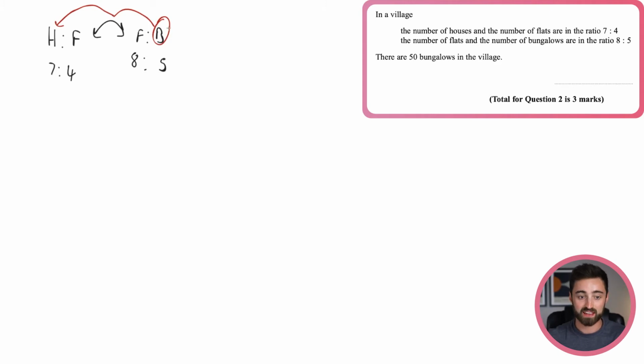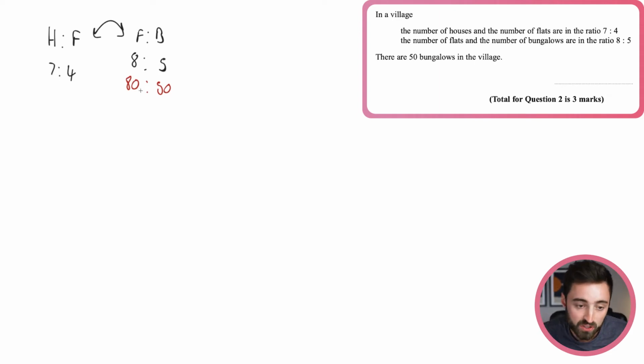So we start here, start at bungalows, right? How many bungalows are there? There's 50. So what we could do here is we could say, okay, if there's 50 bungalows, how many flats would there be? Remember with the ratios, we can times both of the numbers by the same thing and that's still going to be a correct ratio. So we say, okay, well, what do I need to times 5 by to get 50? 10. I just need to do that same thing to the flats. Meaning that if there are 50 bungalows, there are going to be 80, 8 times 10 flats.